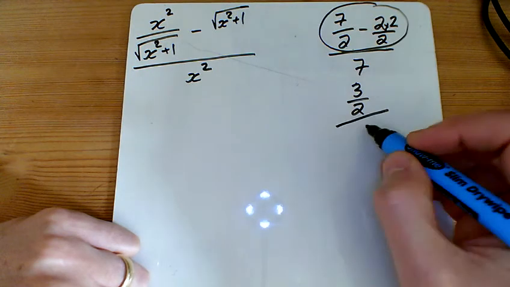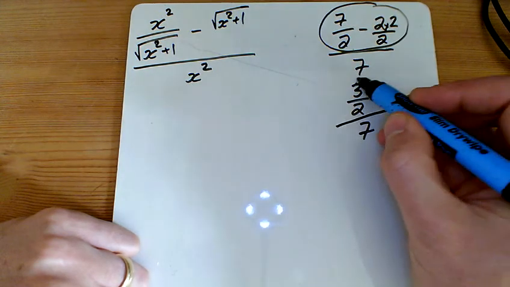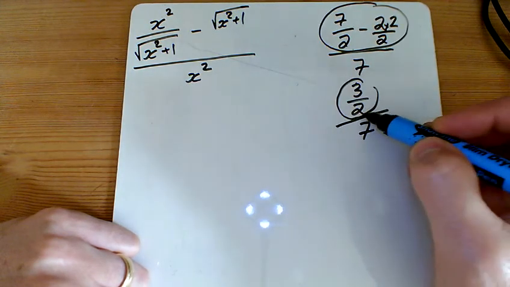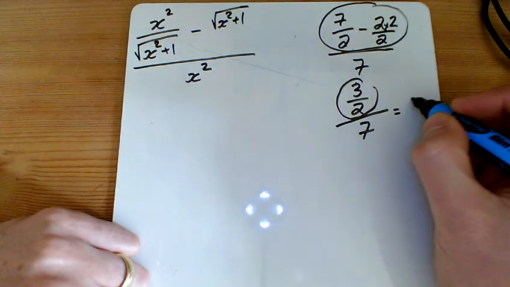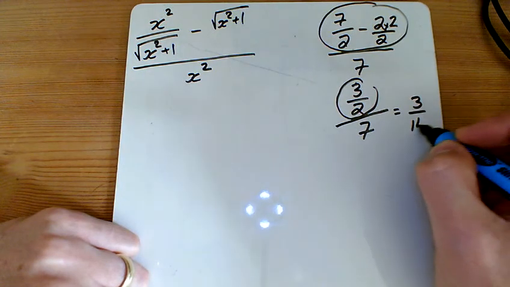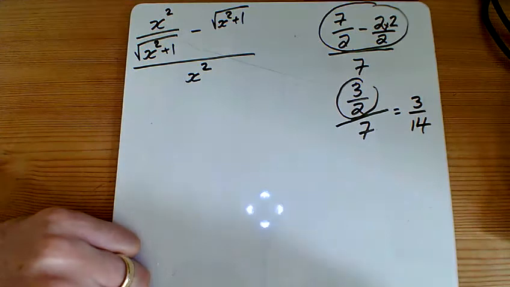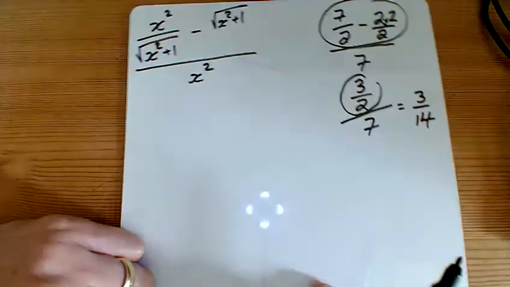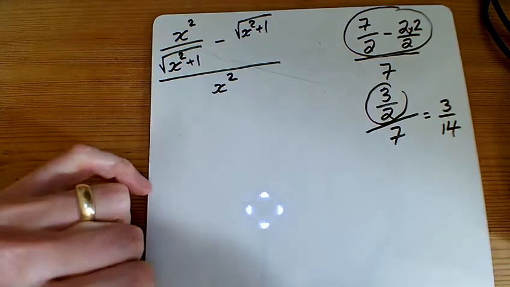And this is still being divided by 7. So I've got 3 divided by 2 divided by 7 again. And so my answer for this bit here numerically would be 3 over 14. So looking at this algebraic one then, there's a lot to it.